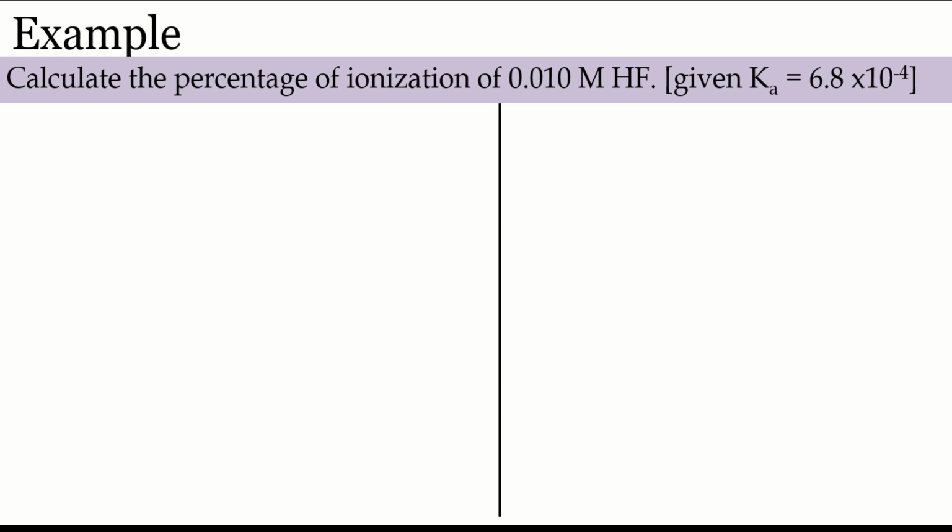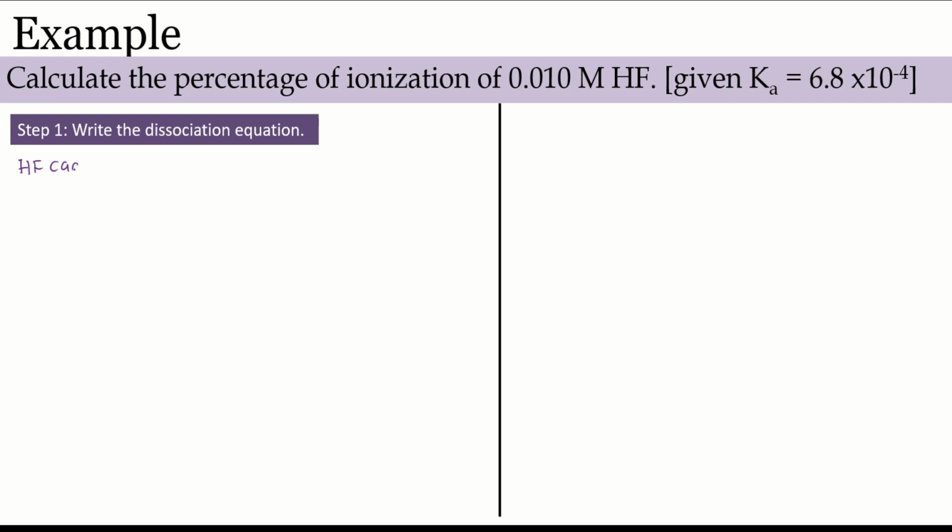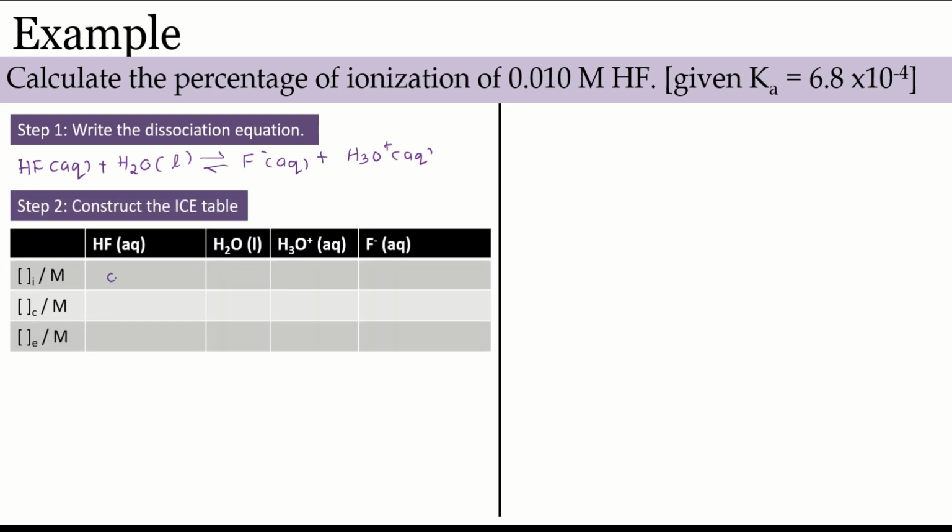Untuk next example, dia minta kita calculate the percentage of ionization of 0.01 molar HF. Okay? Given Ka is equal to 6.8 exponent negative 4. So, the first thing that we have to do is kita mesti tulis equation dia dulu. So kita tahu bahawa HF aqueous tambah dengan H2O liquid, dia akan menghasilkan F- aqueous tambah dengan H3O plus aqueous. Ini yang pertama. Satu markah dah kat situ. Mesti tahu tulis equation dia. Yang berikutnya, construct the ice table.